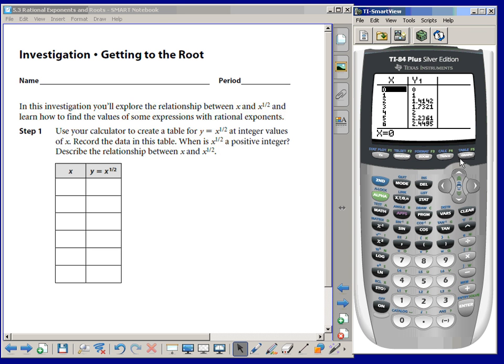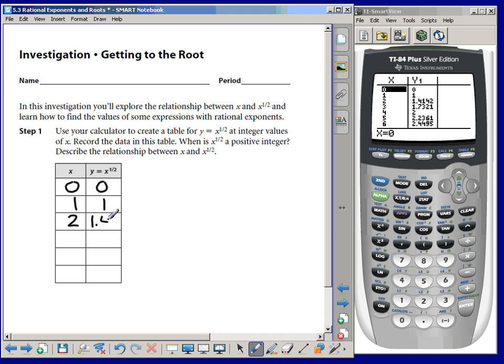When x is 0, y is 0. When x is 1, y is 1. Interesting. When x is 2, y is 1.41, approximately. When x is 3, y is 1.73. When x is 4, y is 2. And when x is 5, y is 2.24.